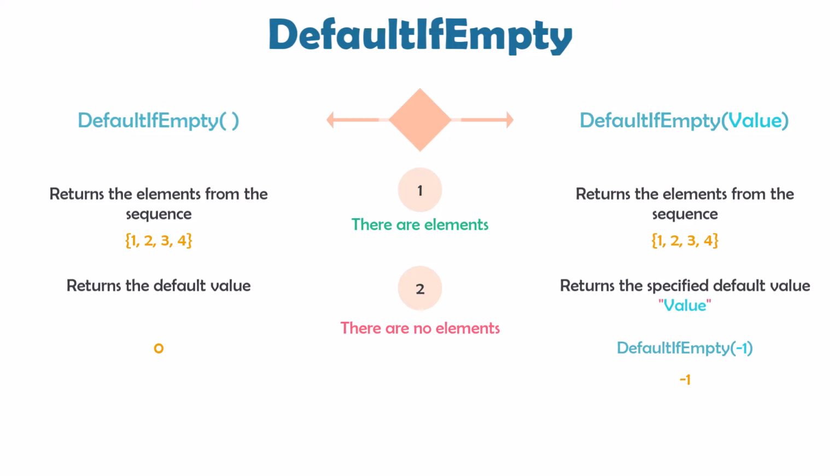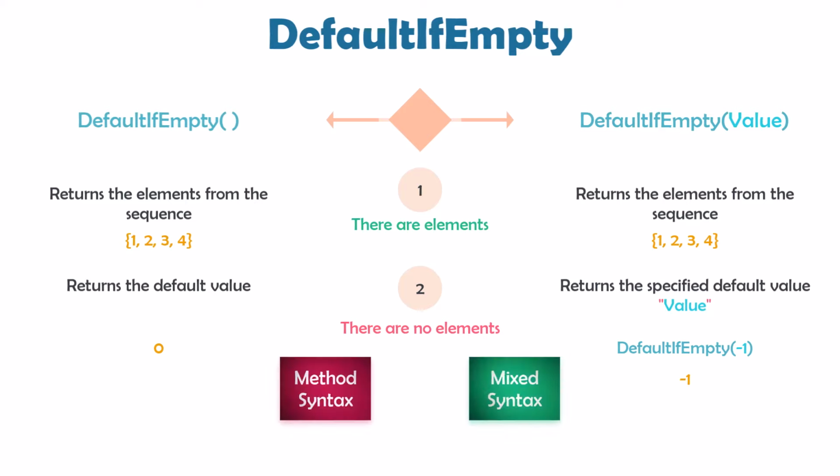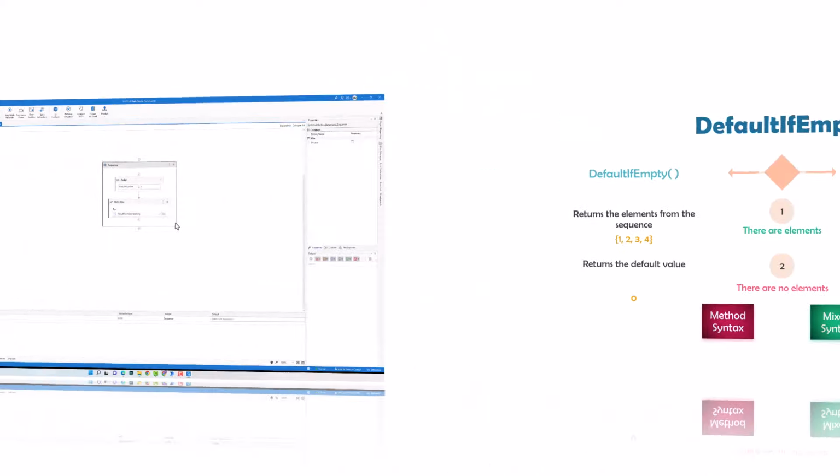One last thing before I switch to UiPath. We can use this operator only as a method. It means we can use it only in method syntax or in mixed syntax, but we cannot use it in query syntax. That's all about the operator. Let's now start with the examples.